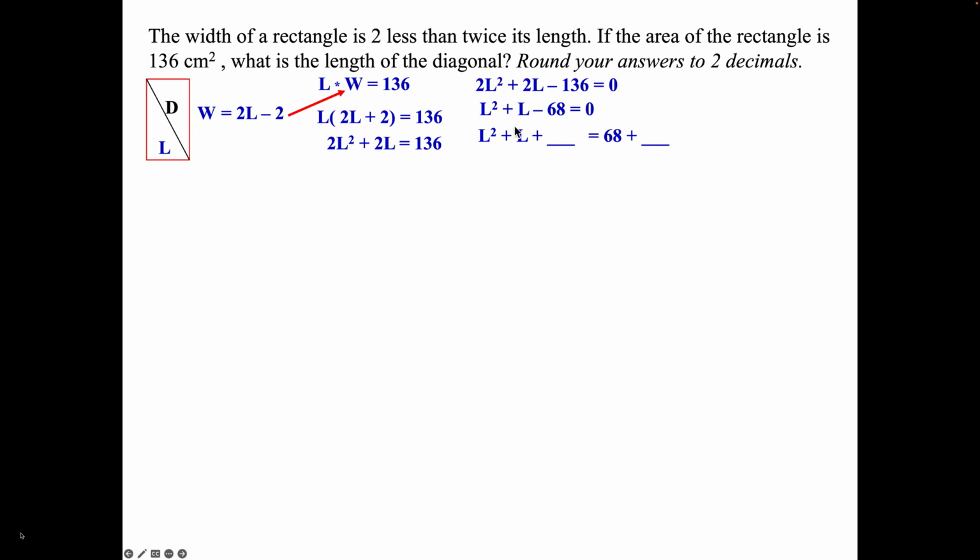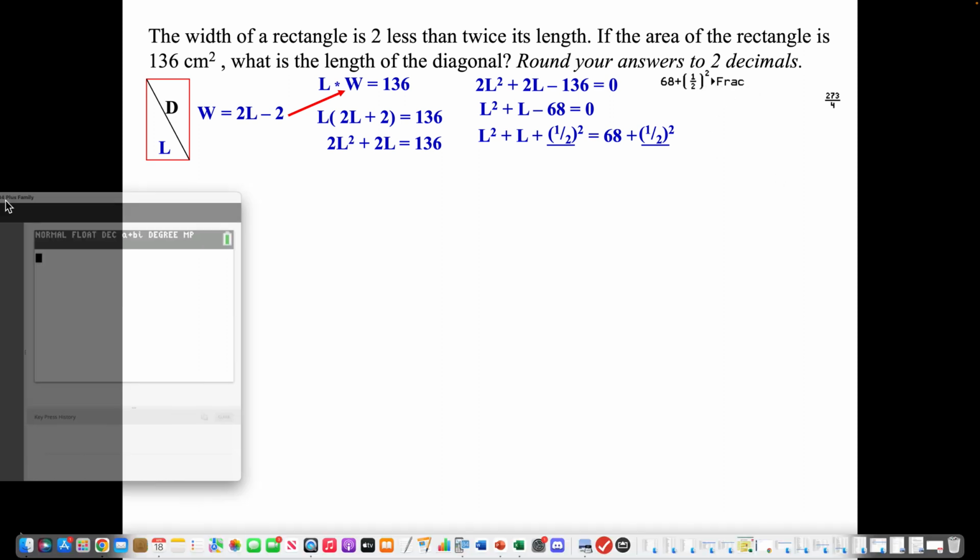This is 1L. We're going to take half of that 1, which is a half. We're going to square that on both sides. So 1/2 squared, 1/2 squared, that's going to be a 4th over here. So I go to my calculator, 68 plus 1/2 squared, return my answer as a fraction so you can see what buttons I pushed.